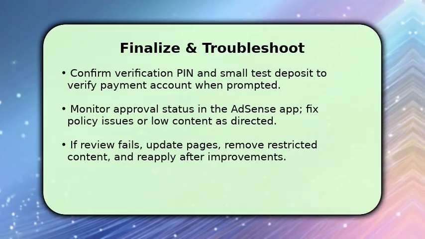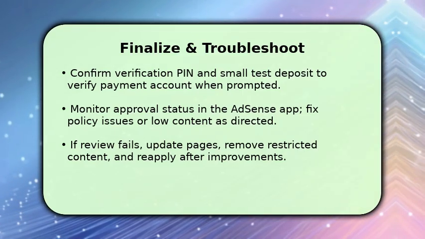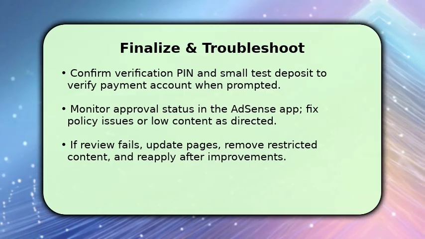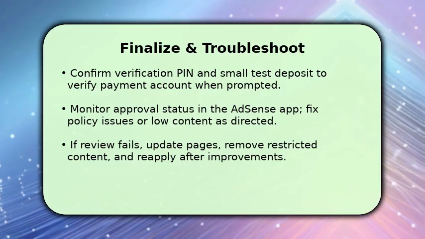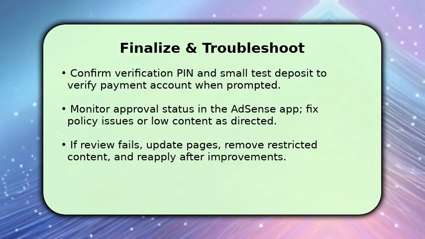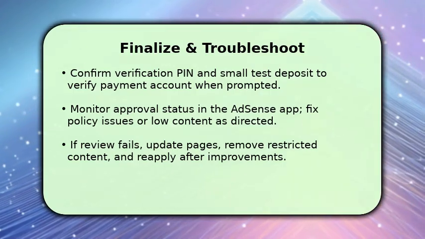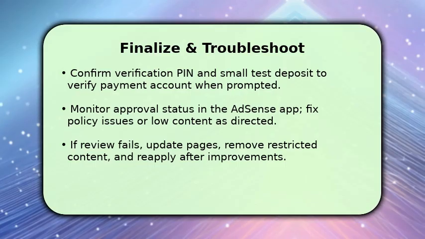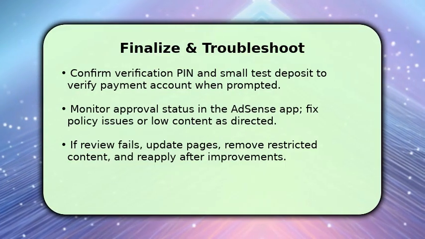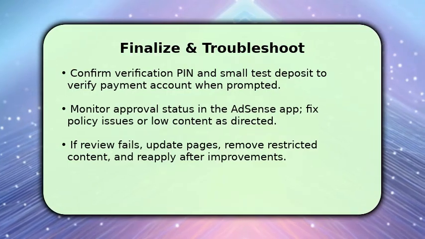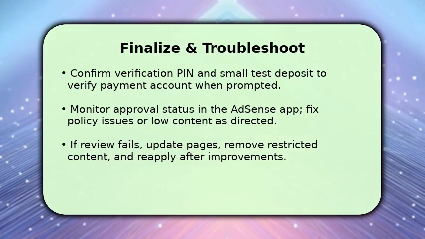Check the AdSense dashboard or app for review status updates. Reviewers may ask you to address policy flags or add clearer content. If approved, create ad units and place them responsively for mobile. If the application is rejected, don't panic. Review the rejection reason, remove any restricted content, improve page depth and navigation, then reapply once those fixes are complete.